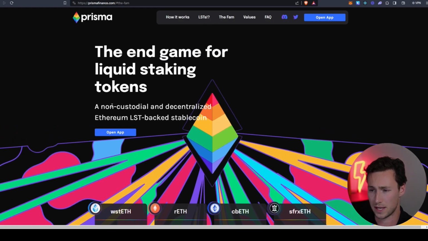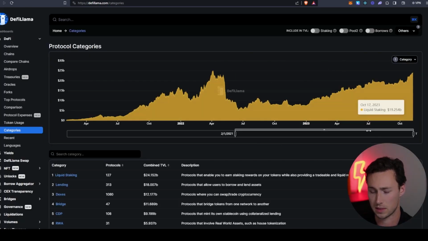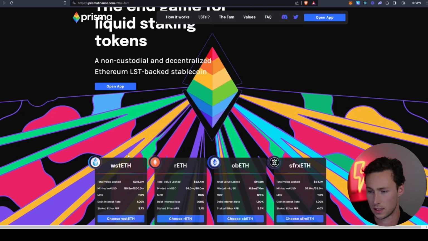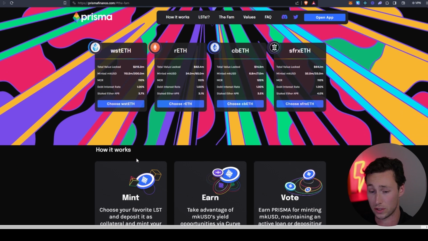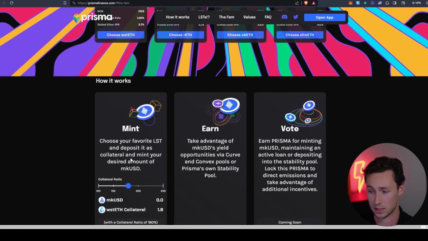And so basically what Prisma does is, all of this liquidity that's been unlocked from staked ETH in the form of liquid staked ETH, Prisma allows you to earn yield on that and then to mint stablecoins, which you can then use in DeFi yourself.